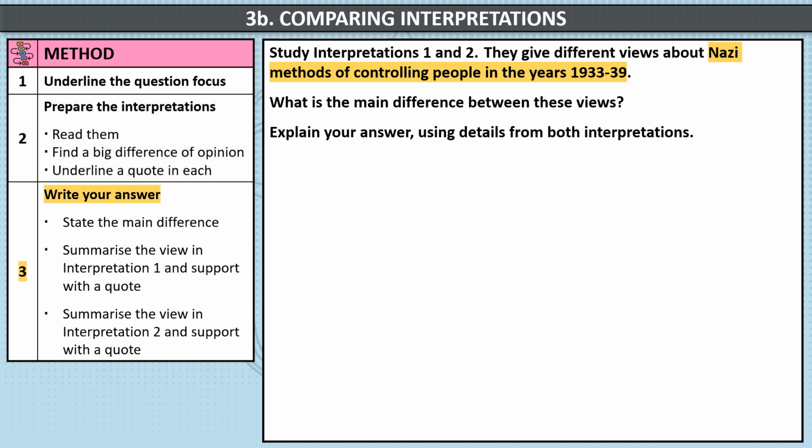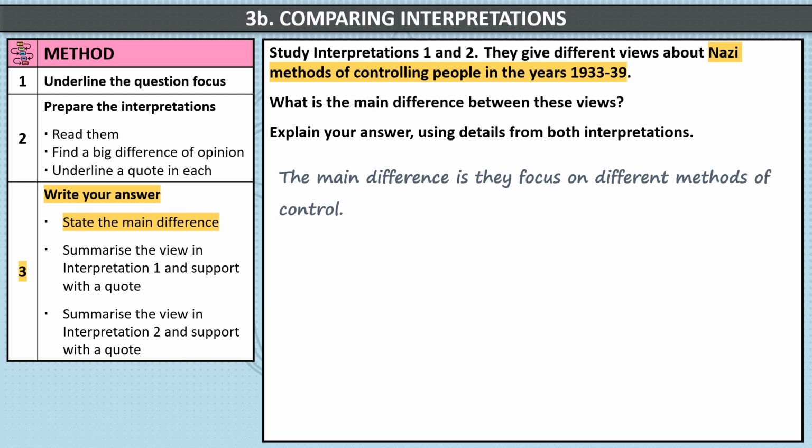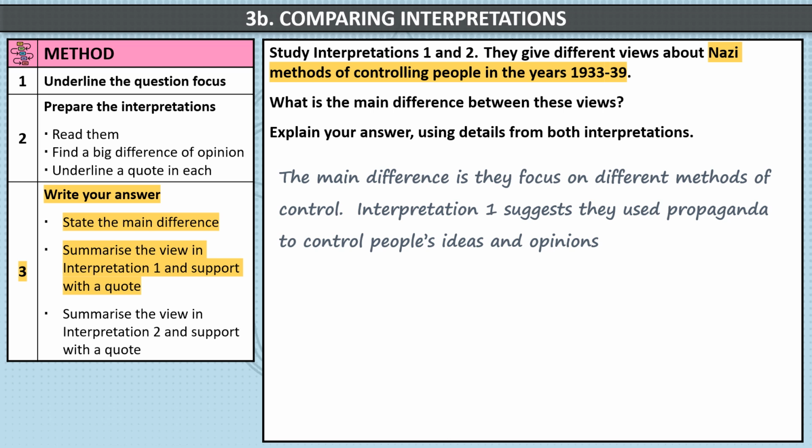Now I'm ready to write my answer. I start with a sentence summarising the main difference. Then I summarise the view in interpretation 1. And I support this with a direct quote from the interpretation. Note my use of quotation marks here.